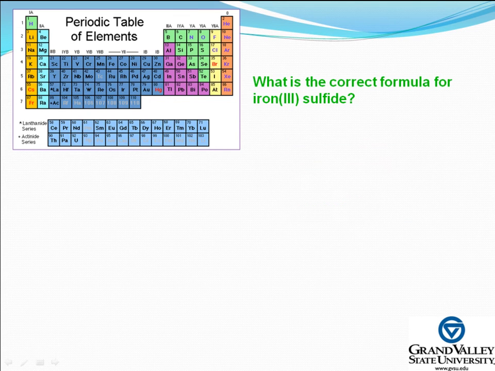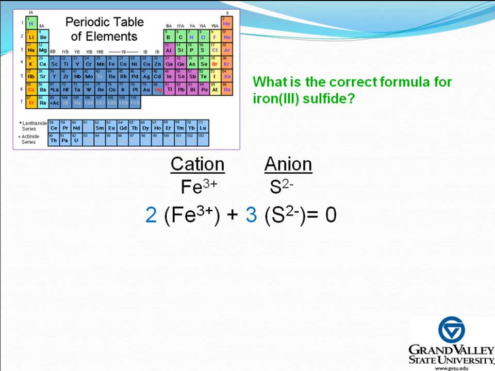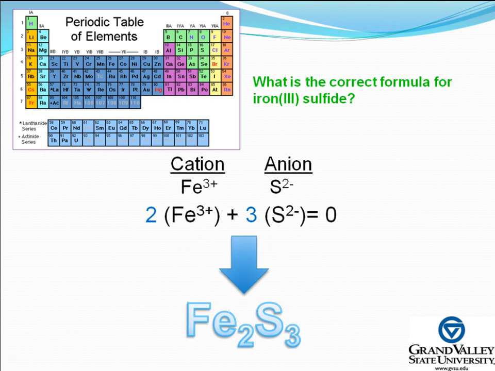In order to determine the formula, first write the cation and anion. Then, determine how many cations and anions are needed to produce a neutral compound. Notice that the lowest common multiple for the charges is 6. Therefore, multiply the Fe3+ by 2 and the S2 negative by 3. By doing this, the charge is balanced. This means that 2 iron ions and 3 sulfide ions are present in this compound, which results in the formula of Fe2S3.